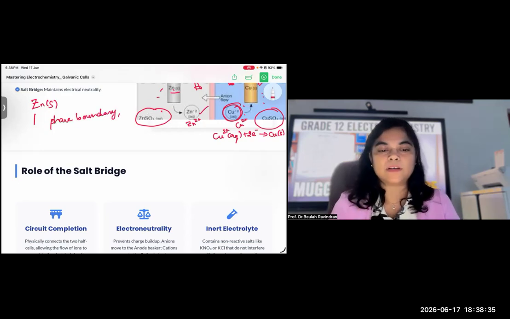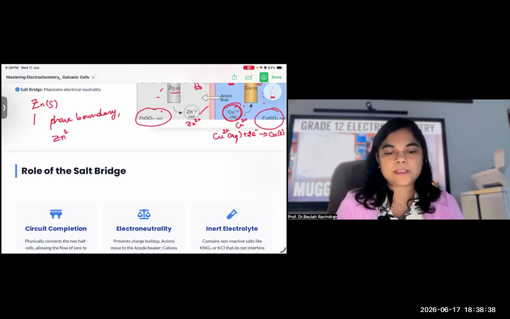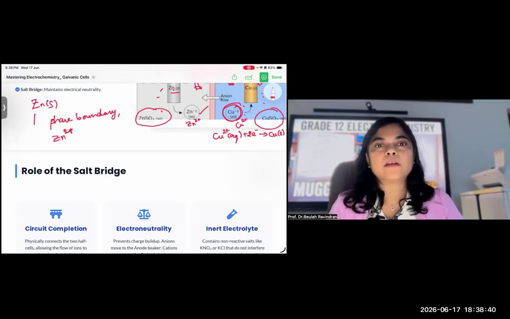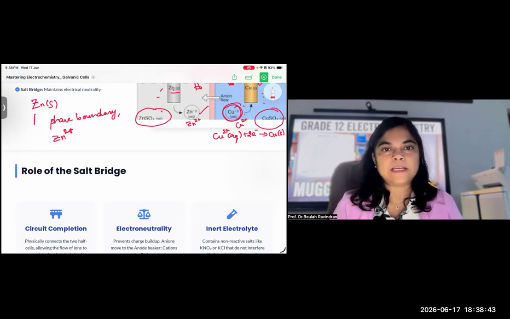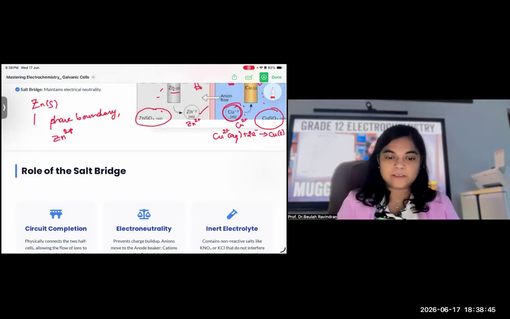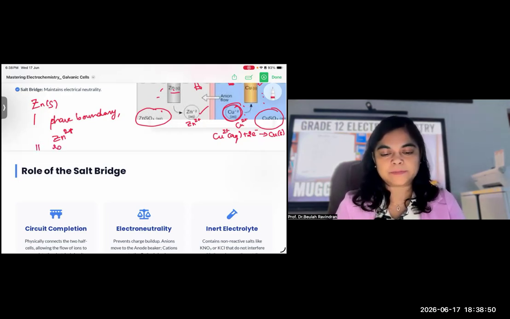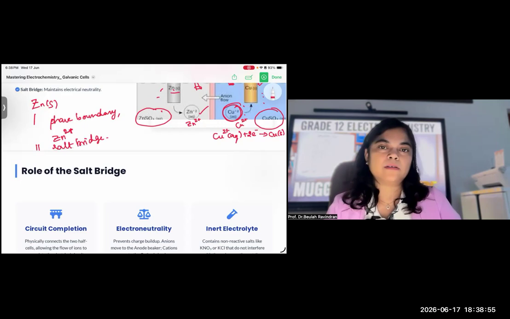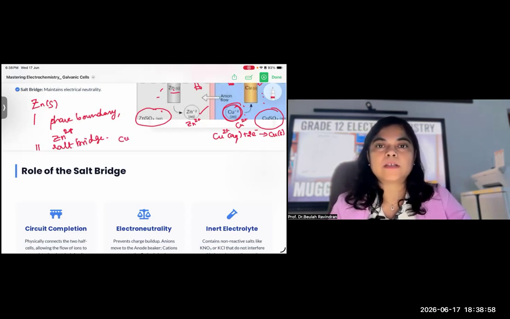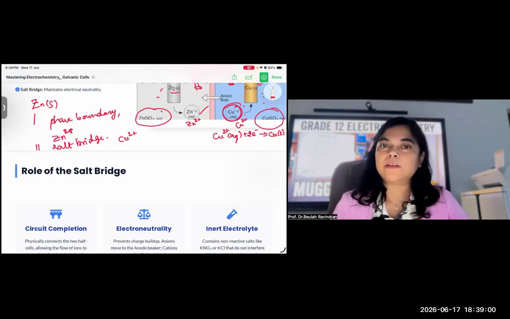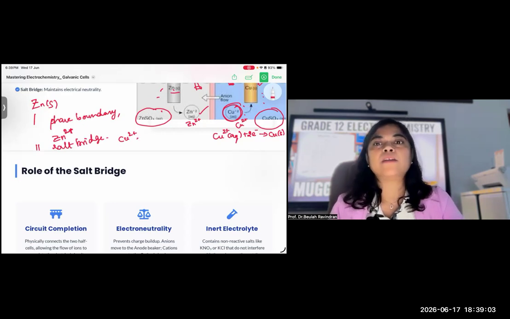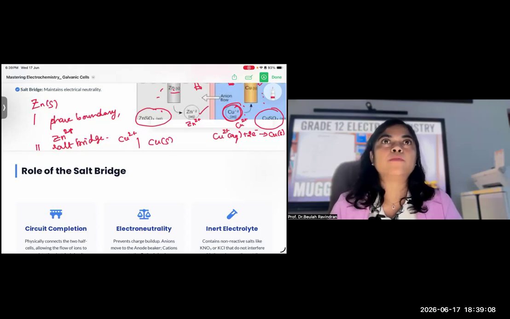Followed by the aqueous ion, zinc 2 plus. Is it clear? Then draw a double vertical line to represent the salt bridge. Write the aqueous cathode ion, Cu2 plus. Draw another single phase boundary line and finish with the solid cathode, copper solid. So this is how you have to do it. Put it all together.